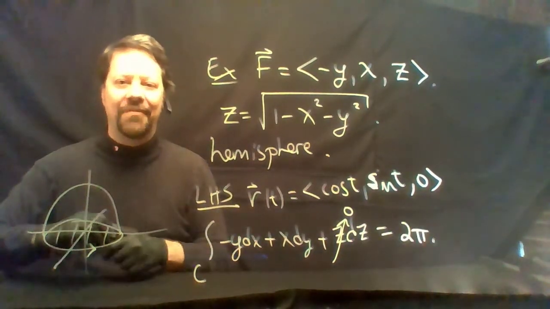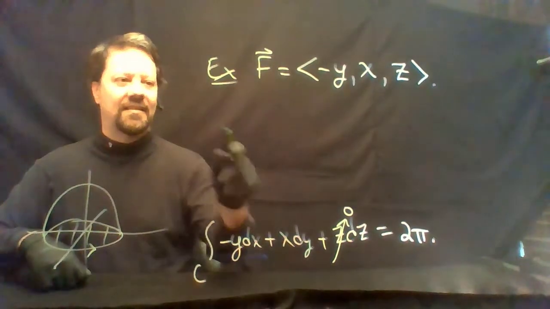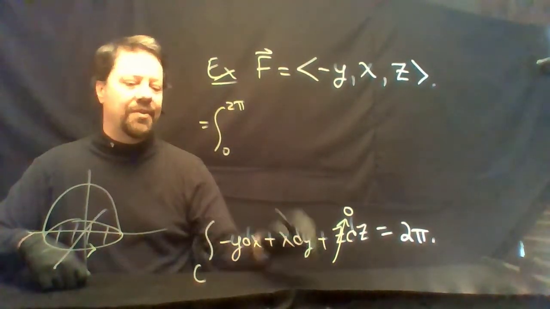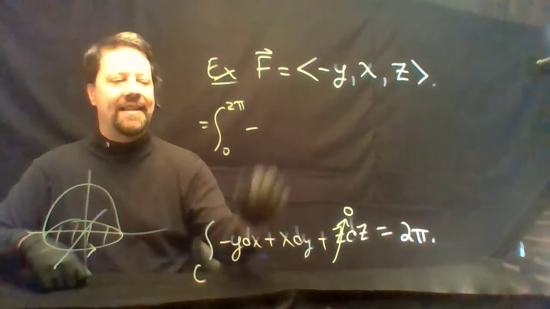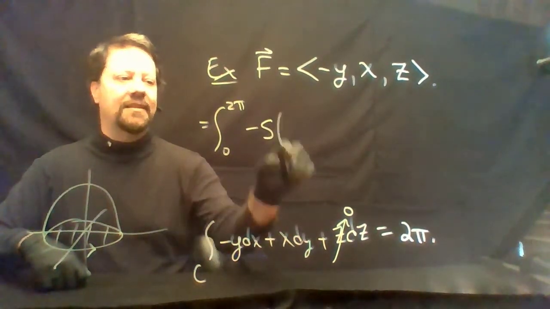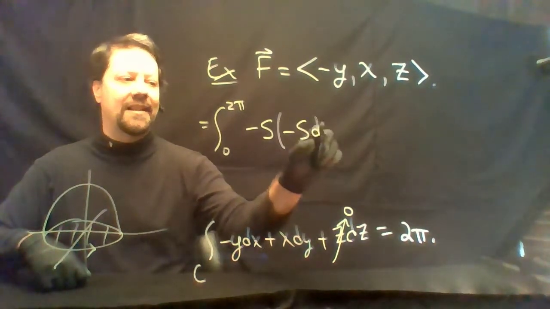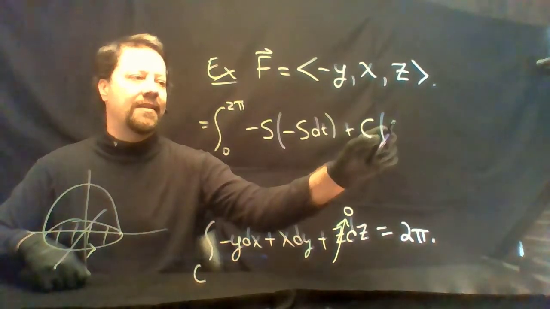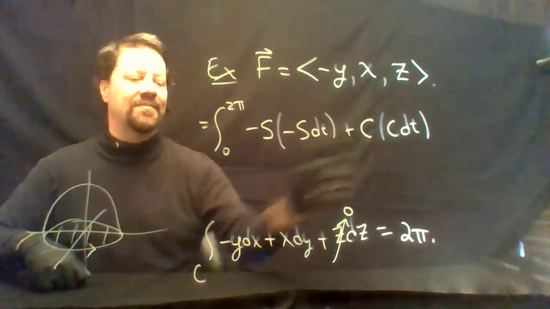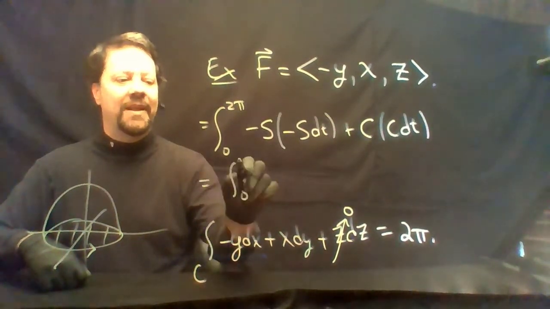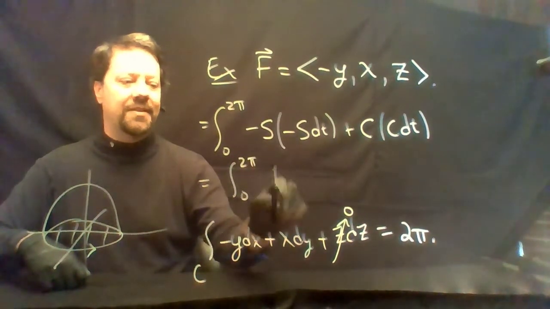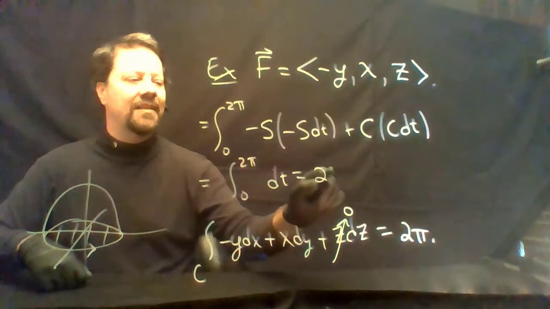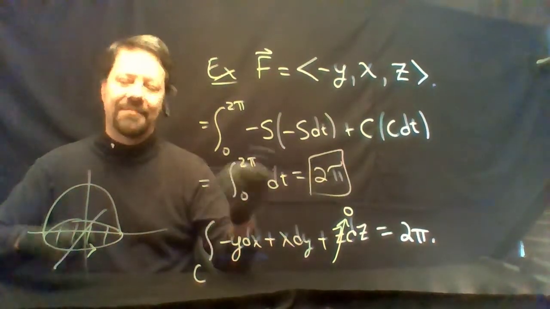Let's check this the old-fashioned way just this time. We'll be integrating as t goes from 0 to 2 pi. We have minus y, y was sine, dx is minus sine dt. X was cosine, dy is cosine dt. We end up integrating from 0 to 2 pi just dt because of the Pythagorean identity. This gives us an answer of 2 pi.